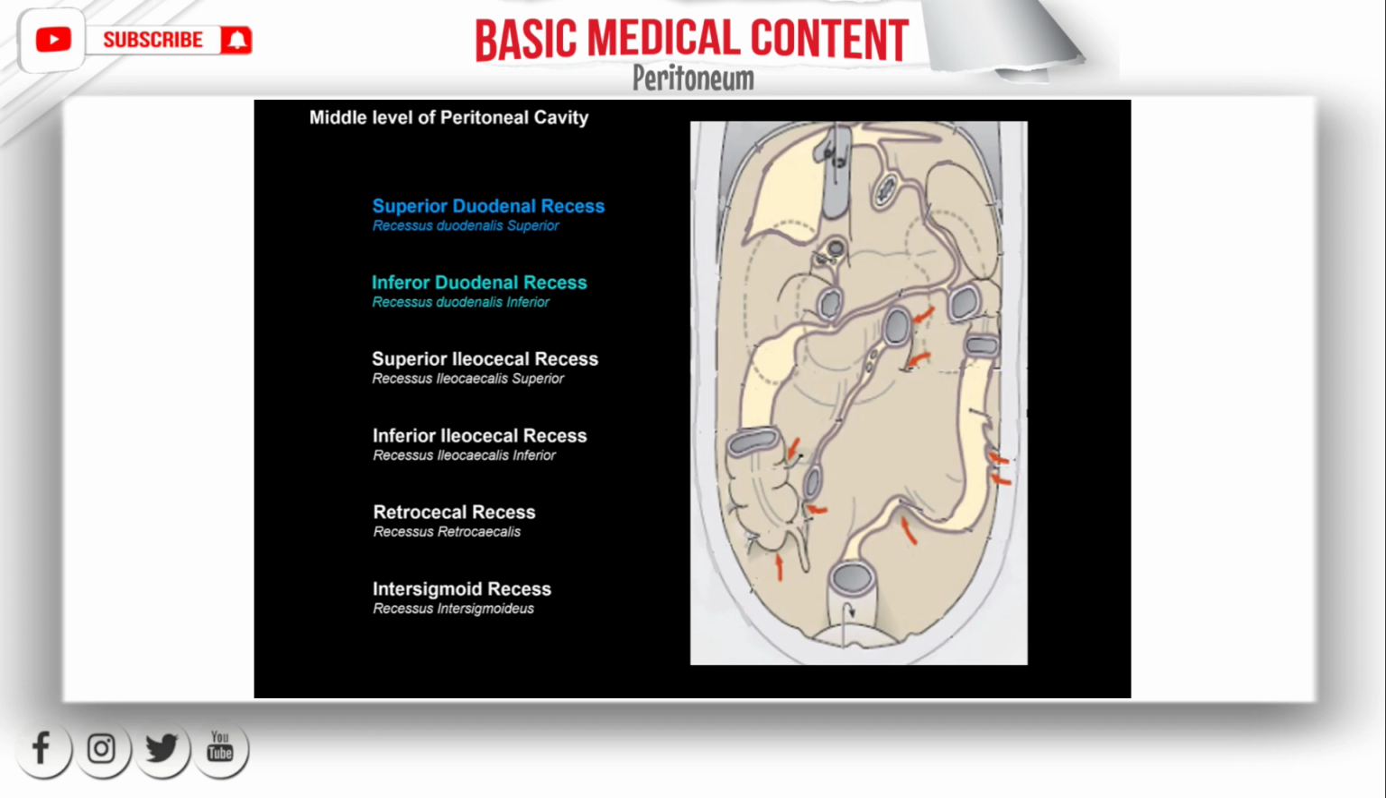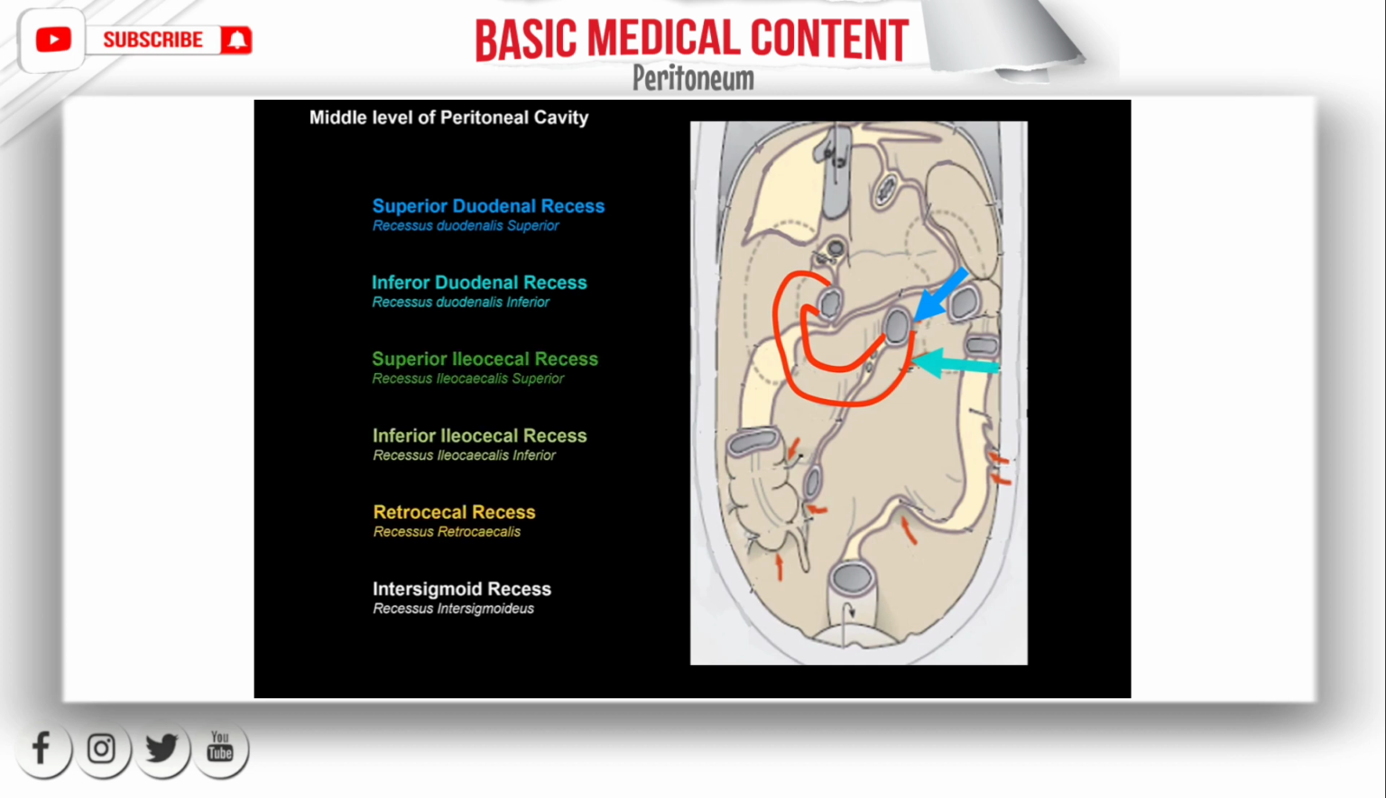Now, to understand the first two recesses, we need to locate the duodenum. So this is the duodenum of the small intestine, right? The first two recesses are located on the flexure where the duodenum meets the jejunum. So here is the first recess, called the superior duodenal recess, and the inferior duodenal recess is right here under it. Then we have three recesses around the cecum.